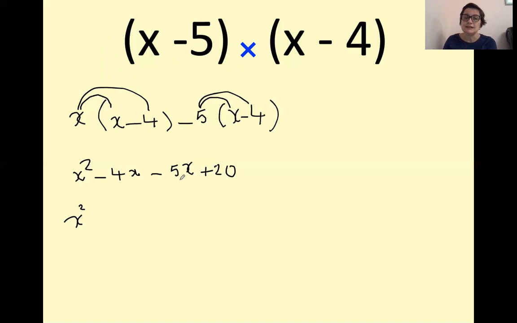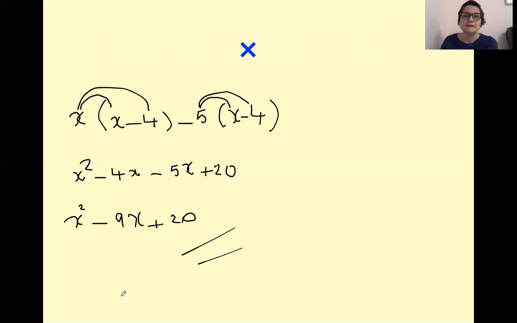Same letters, x and x, same power, to the power of 1. So I can add them: minus 4 minus 5 becomes minus 9x. And then plus 20. Of course, you cannot add 20 to any of them because they're not like terms. And this is the final stage.